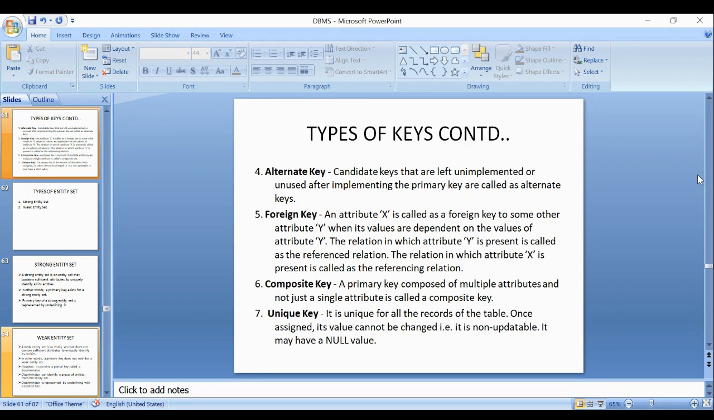Now coming to the last one, that is unique key. It is unique for all the records of the table. Once assigned, its value cannot be changed. That is, it is non-updatable. It may have a null value.